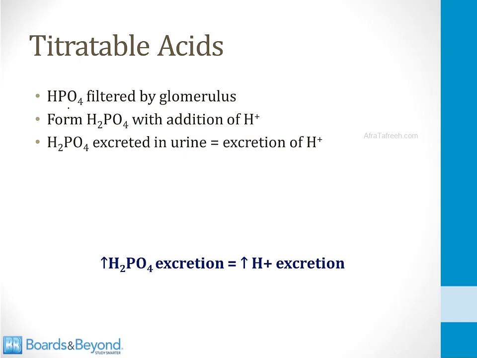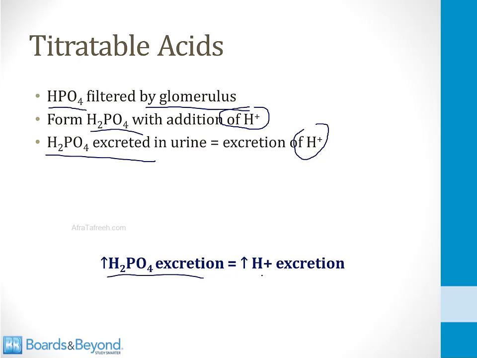The way phosphate functions as a urinary buffer is the monohydrogenated form is filtered by the glomerulus. It then forms the dihydrogenated form by addition of a proton, and that dihydrogenated form goes out in the urine, and when it does so, it is carrying a proton. In other words, it is carrying acid with it. What this means is there is increased excretion of the dihydrogenated phosphate form anytime the kidneys are excreting more acid.